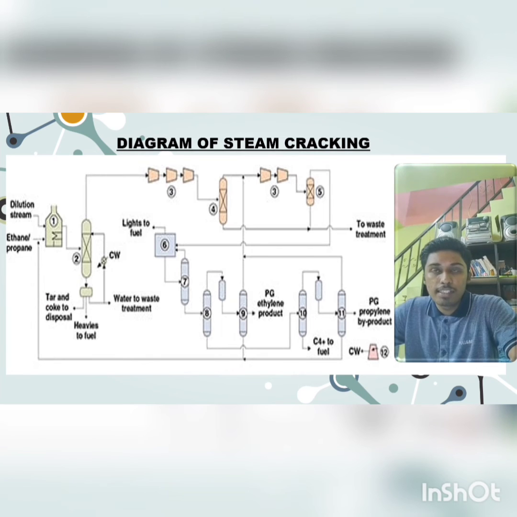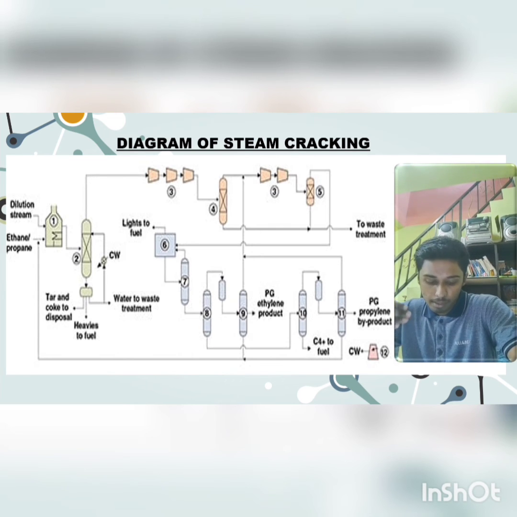So let us see the diagram of steam cracking. As I said earlier, it will undergo three processes, which are cracking and quenching, compression, and then at last separation. In cracking and quenching, the feedstock will flow through the furnace and quench column. After that, it will move to the compression section, where it gets compressed.